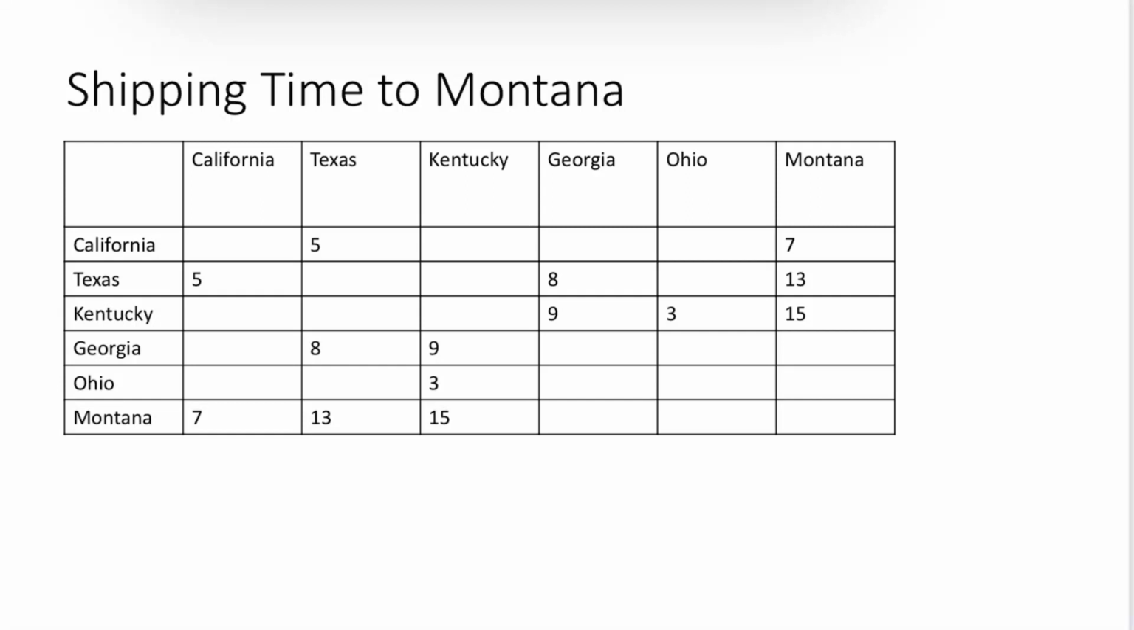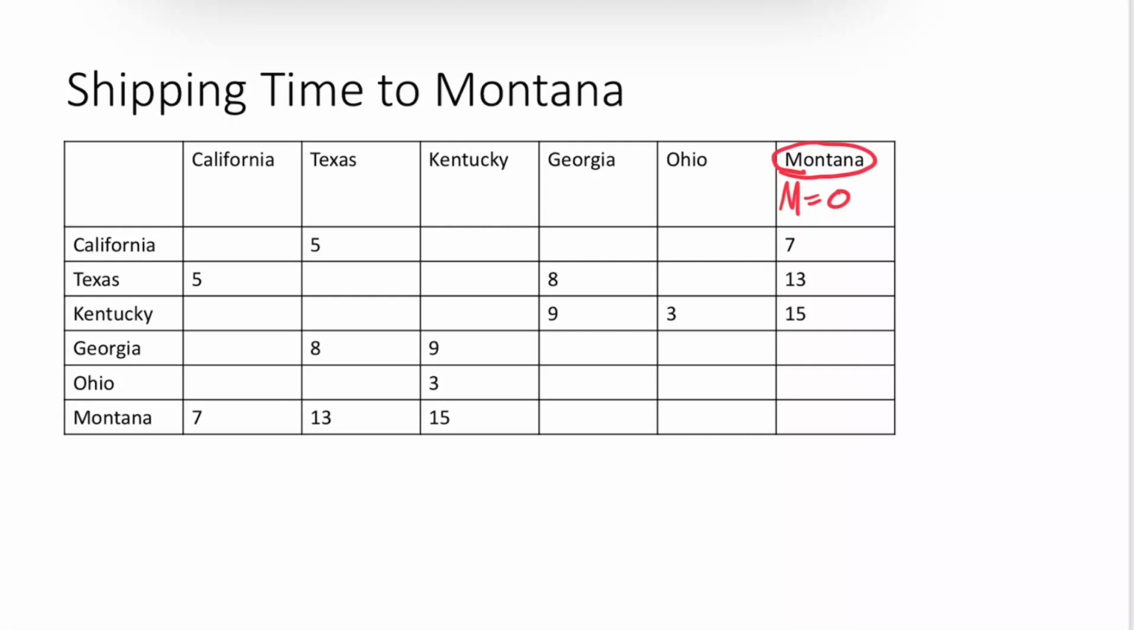So to solve this, I'm going to start off by choosing my N vertex. My N vertex in this case is Montana because I'm trying to find the cheapest shipping time to Montana. So that's going to be my current vertex. And I'm going to look at it and see how many vertices are adjacent to Montana.